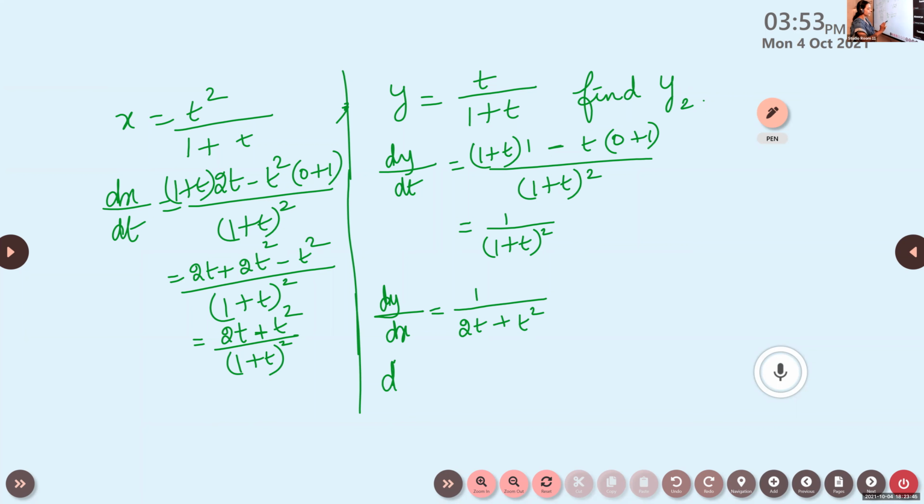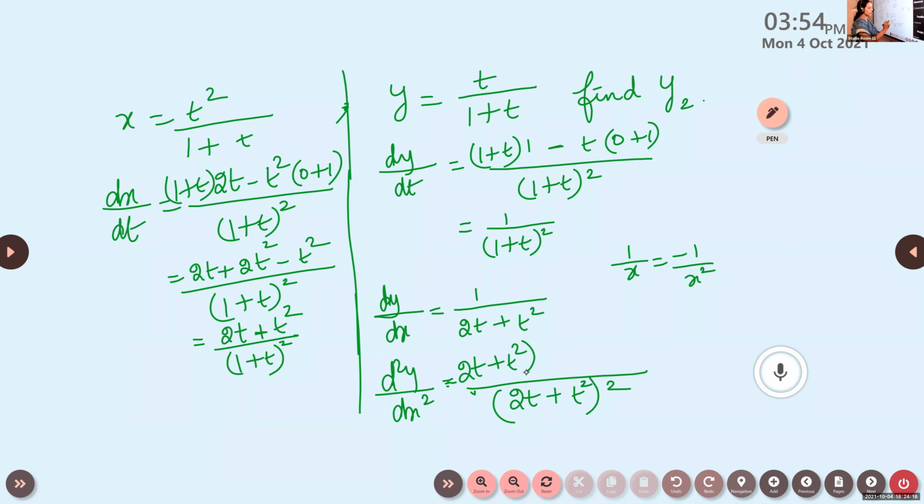So it will be d square y by dx square. You have to differentiate this once again, isn't it? It is of the form 1 by x, and if you differentiate 1 by x you get minus 1 by x square. So you'll get minus 1 by 2t plus t square, the whole square. Or once again, you can use the quotient rule: 2t plus t square the whole square, 2t plus t square into derivative of 1 which is 0, minus 1 into the derivative of 2t plus t square, which is 2 into 1 plus t.